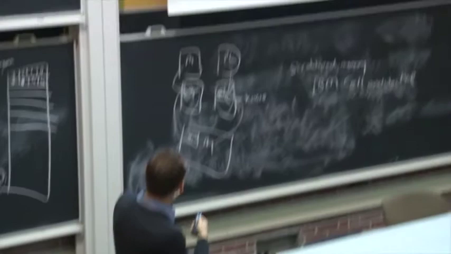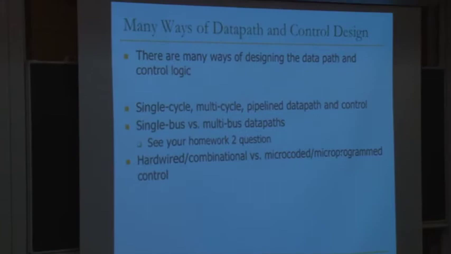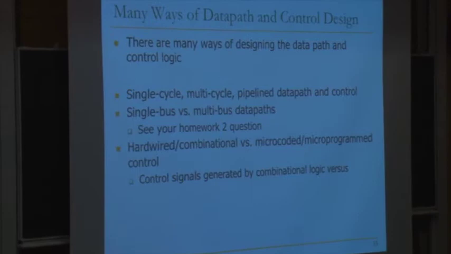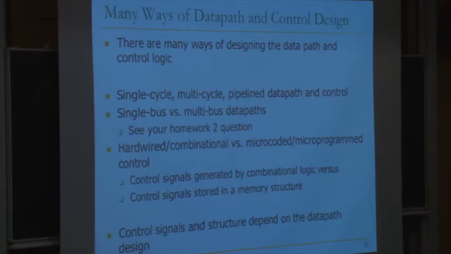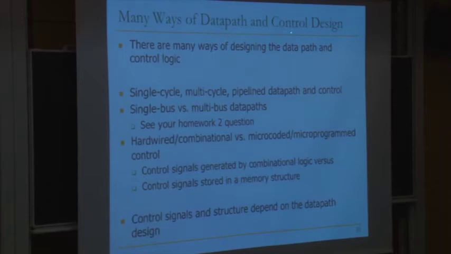Another choice is, do you implement the control logic as hardware or combinational, or do you have a microcoded microprogram control? We'll cover that again. Control signals generated by combinational logic versus control signals stored in a memory structure. You'll see both of these. And of course, these are tightly coupled, right? If you have a control logic that controls the data path, that control structure of the signals and how they're generated depend on the data path design. And let's take a look at them now.